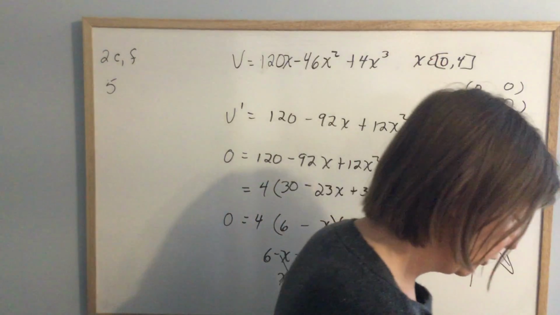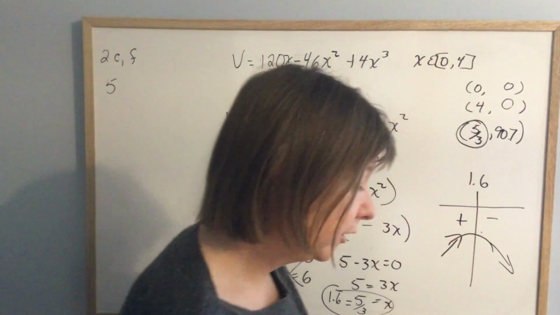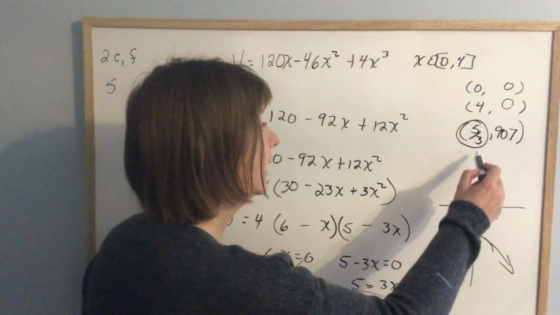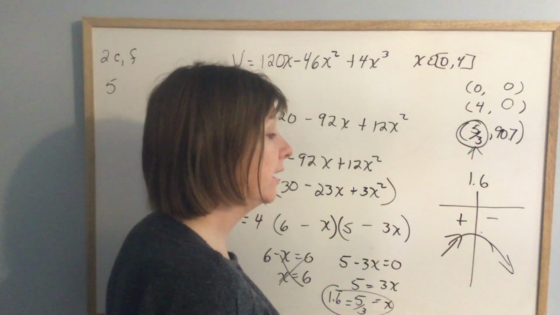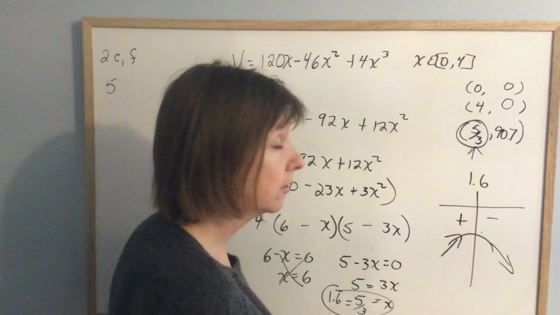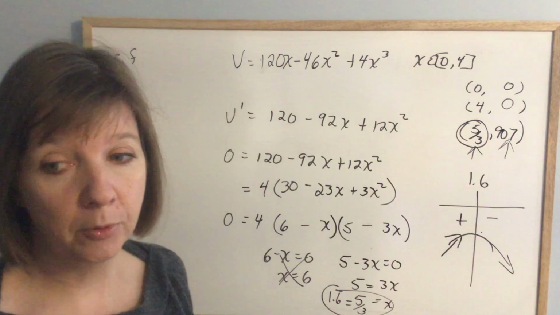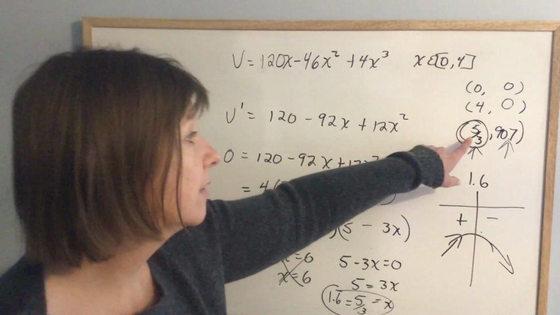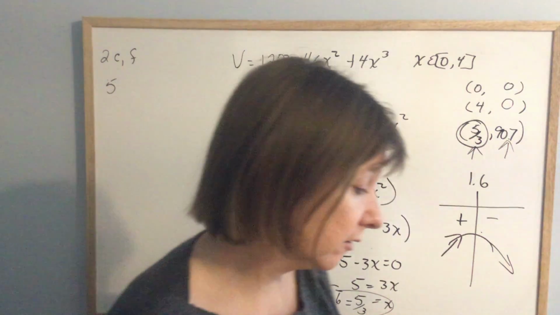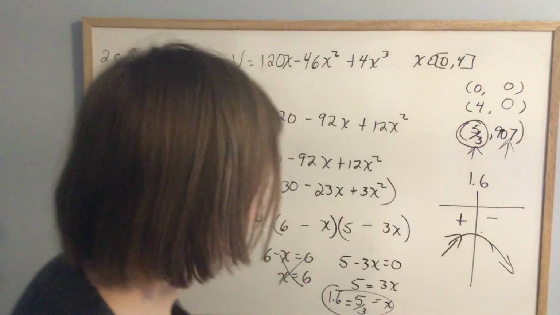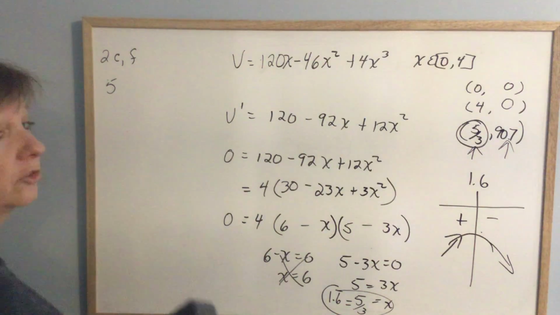It didn't ask what was the maximum volume. It said determine the height of the shed. Well, when the height is 1.6 meters, the maximum volume of that shed is 90.7. So this is actually what they wanted as an answer. All right, so I hope that helped a little bit with that section.